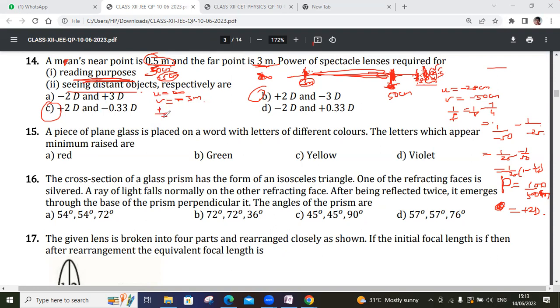So what should be its f? 1 by f is equal to 1 by v minus 1 by u. u is infinity, so this will go off. v is minus 3. So 1 by f is 1 by minus 3 per meter. That is diopter only. So power is minus 0.33 diopter, which is option C. 14 is C.